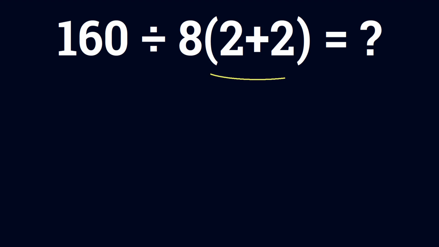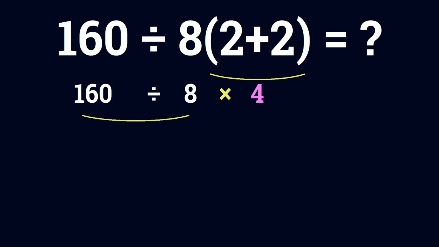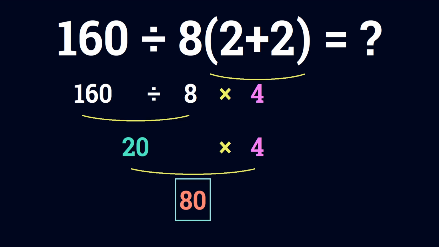So first this parentheses. Inside this parentheses we have 2 plus 2, which equals 4. So 160 divided by 8 times 4. Now we have one division and one multiplication. So we have 160 divided by 8, which equals 20, times 4, which equals 80. And this is our final answer to this problem.